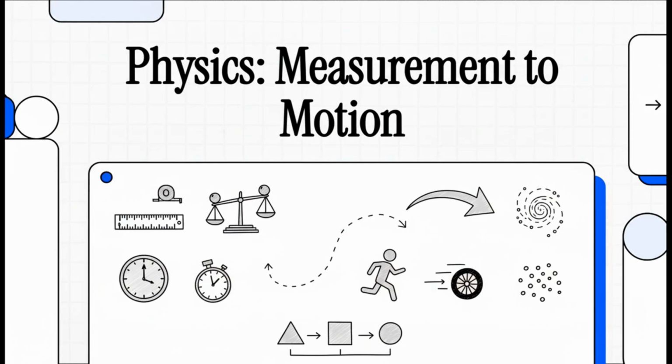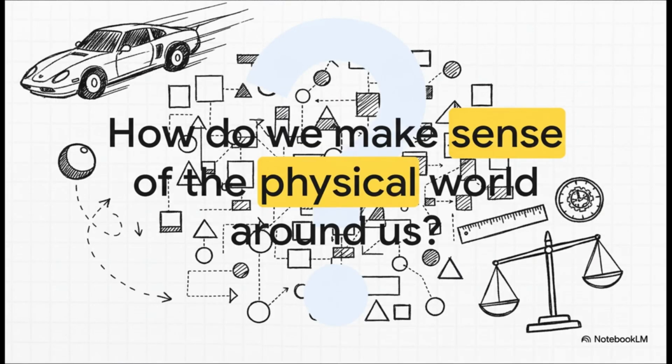Have you ever wondered how scientists can describe literally everything, from a simple falling apple to a crazy fast rocket ship, using the exact same set of rules? Well, today we're going to learn the universal language that makes all of that possible. We're starting from the ground up with the absolute basics of measurement and building our way to the physics of motion. Let's jump in.